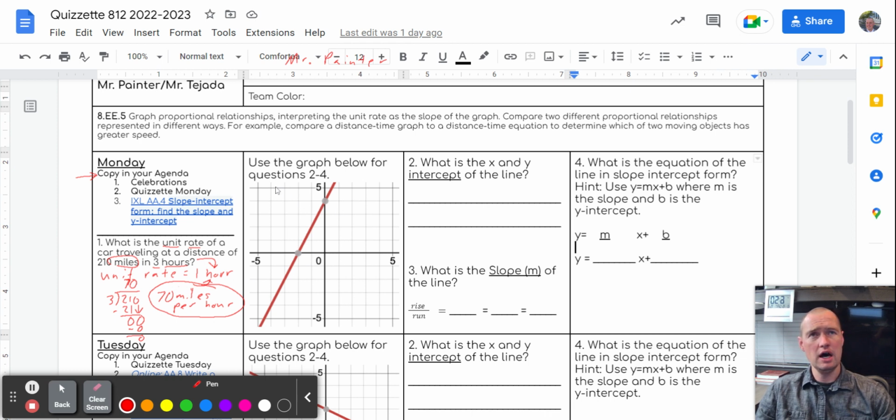All right. The next section, we're going to use the graph below for questions numbers 2 through 4. Now, a graph represents something that might be happening over a period of time. So in this case, we have a beautiful red line. A couple things I could tell you about the red line is, because it is leaning towards the right, it is going in a positive direction.